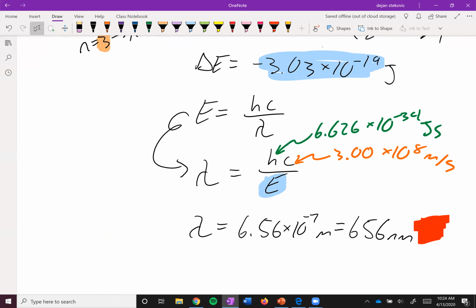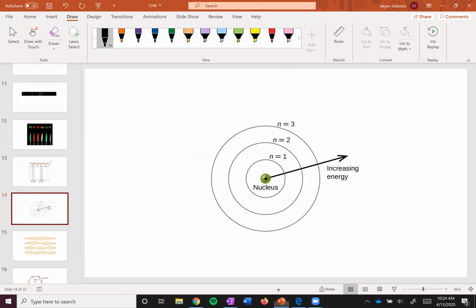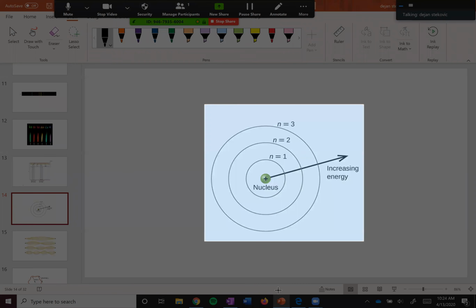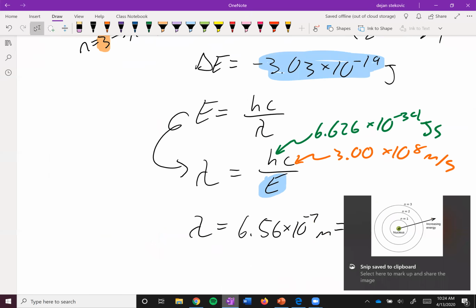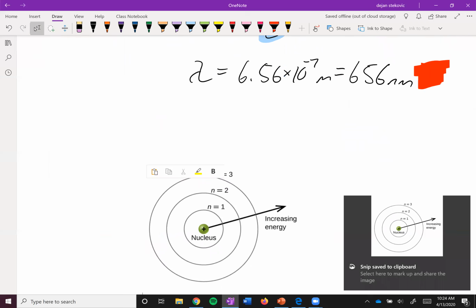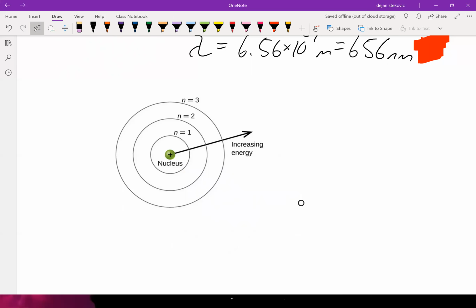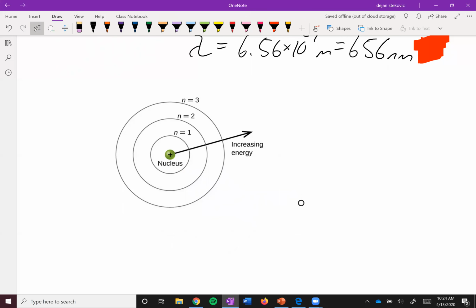So to us, this seems pretty basic, but back in the day, this was pretty groundbreaking that you could figure out these values to such precision using this quantized model of the atom. I think I have a picture somewhere. Yeah, this one. So this picture just kind of shows the same thing. In this quantized view of the atom, our energy levels are quantized, and so they can only be certain values. So n can be 1, 2, 3, can't be 1.5, can't be 2.5, that kind of thing. And as n increases, our electron is in higher and higher energy orbitals.